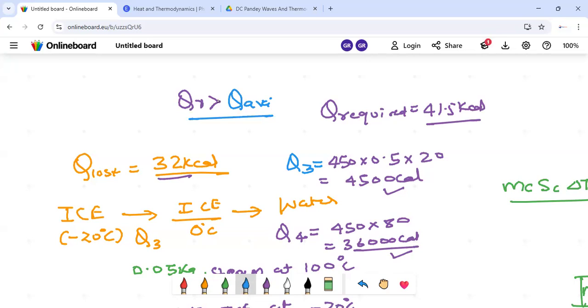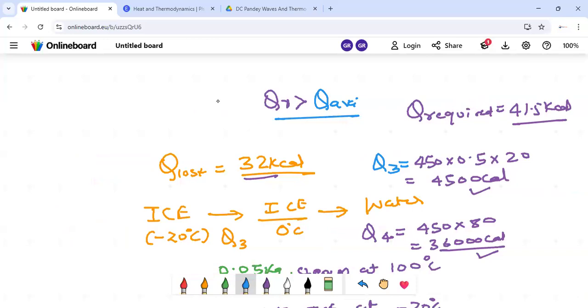So what will happen? Will all the ice melt? Only partial ice will melt, and some of the ice will still remain in the same form at 0 degrees Celsius. What should be our answer? The partial ice will melt and the final temperature is 0 degrees Celsius. Yeah, final temperature, because ice is coming to 0 degree and steam converting into water is coming down to 0 degree. So our answer for this question is 0 degree or 273 Kelvin.